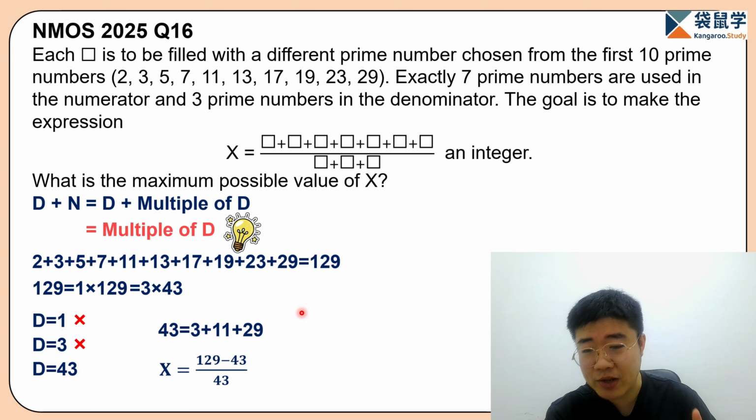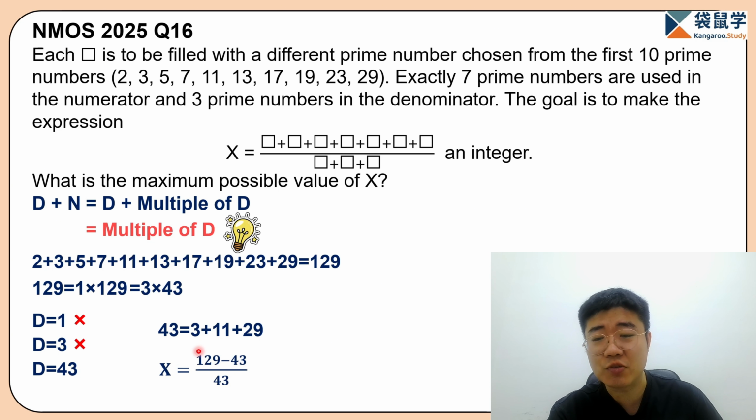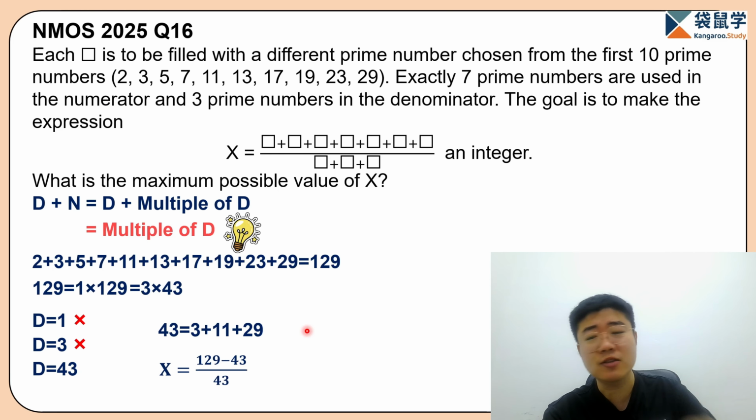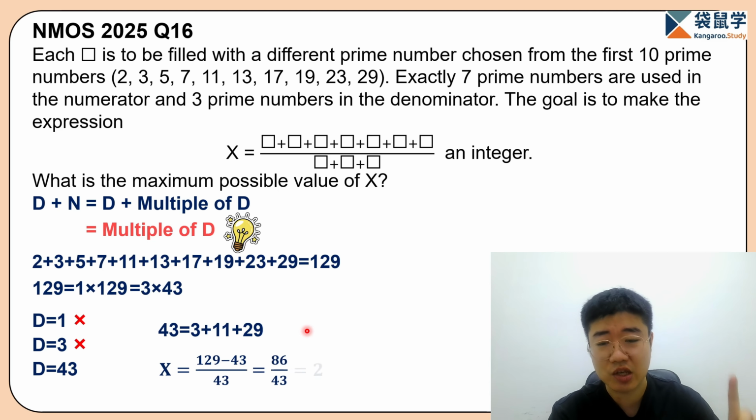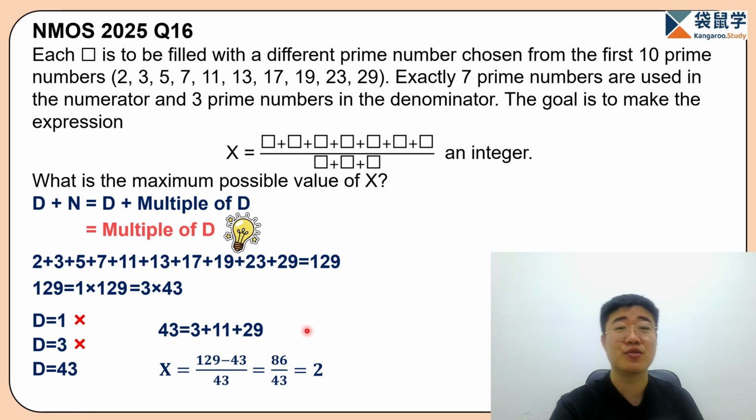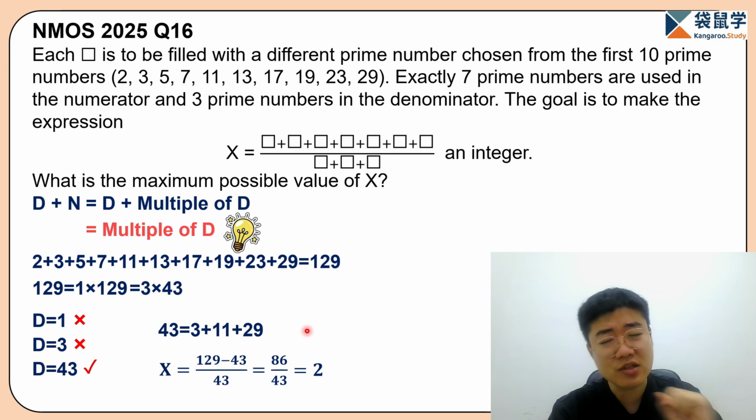So, to find the value of x, for the numerator, it will just be the total 129 minus 43, where in the denominator, these three numbers add up to 43. Let's simplify it. So we get 86 over 43. So the value of this number will just be 86 divided by 43. This equals 2. Right? So now we find out that d equal to 43 is actually correct. This can work.